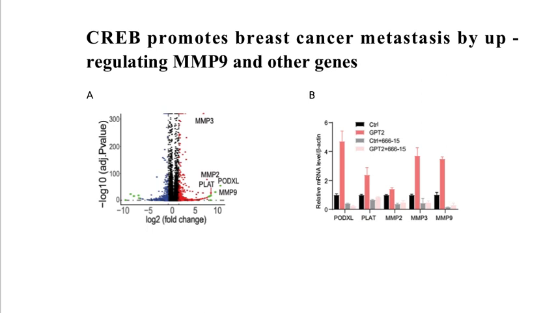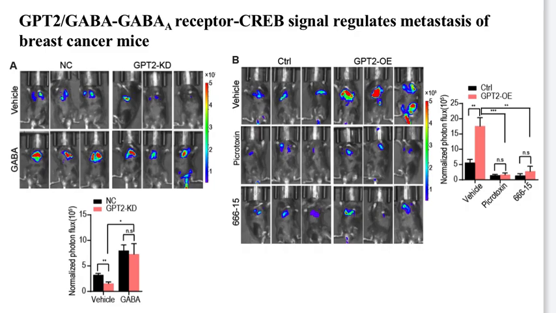A volcano map showed the most up-regulated and down-regulated genes of GPT2 and analyzed the gene expression profile between the control group and GPT2 overexpression breast cancer cells. The first 5 GPT2 up-regulated genes were verified by qPCR analysis, and the CREB inhibitor 666-15 can block the expression of GPT2 up-regulated genes. We can see that CREB promotes breast cancer metastasis by up-regulating MMP9 and the other genes.